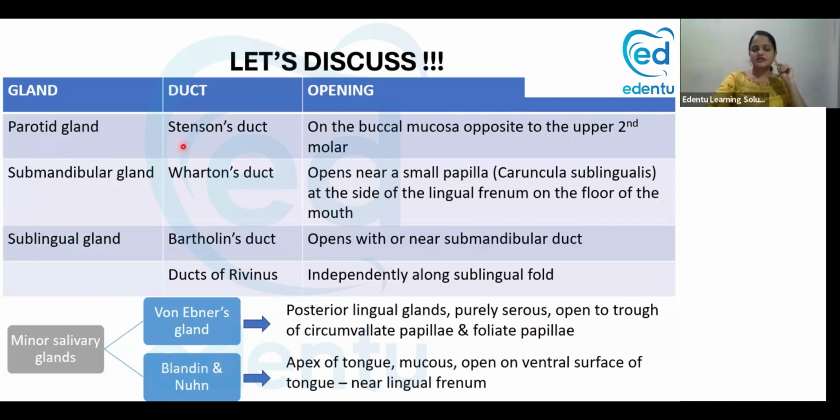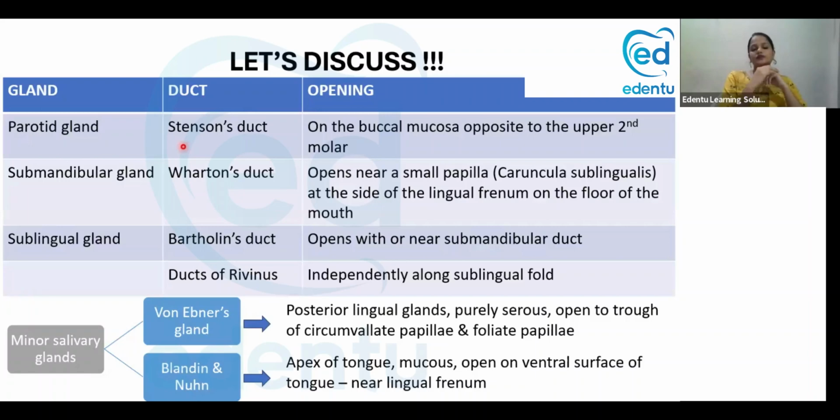This Wharton's duct opens near a small papilla. This small area of opening of the Wharton duct is called the caruncula sublingualis, and this small opening is present at the side of the lingual frenum on the floor of the mouth. On the floor of the mouth at the side of the lingual frenum, you will see a small papilla with an opening, which is called the caruncula sublingualis.